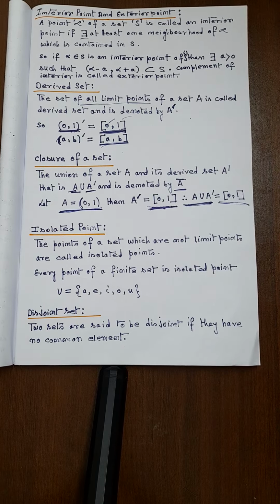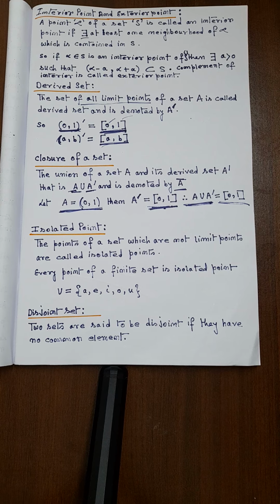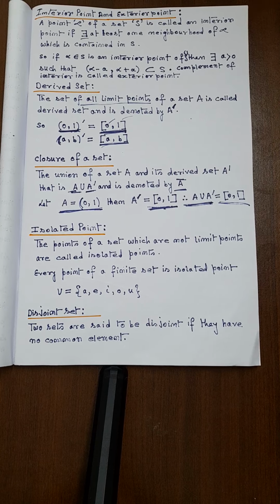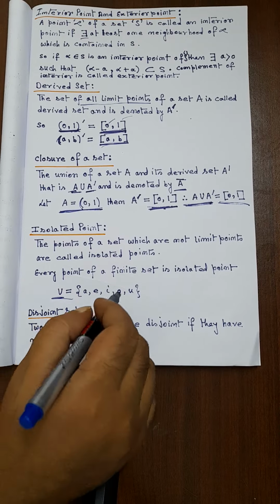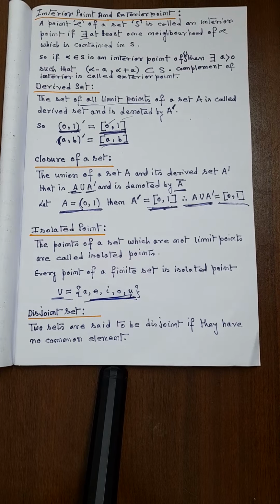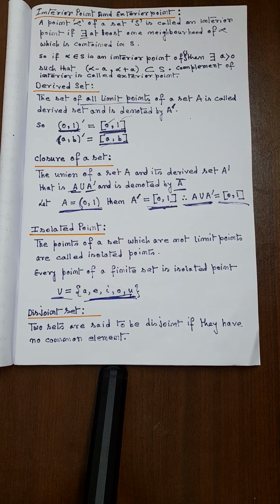Now what is an isolated point? The points of a set which are not limit points are called isolated points, right? So every point of a finite set is an isolated point. For example, we take the set of vowels A, E, I, O, U. Each of these will be an isolated point, because none of these are limit points of this set.